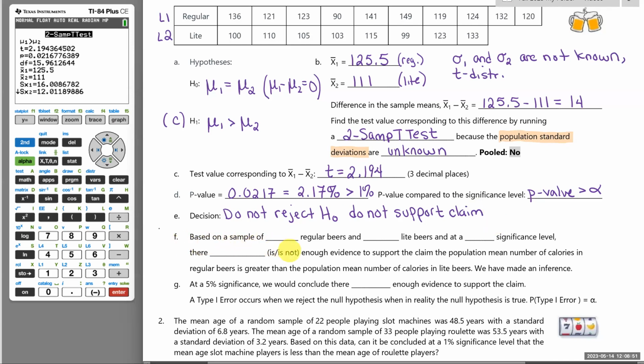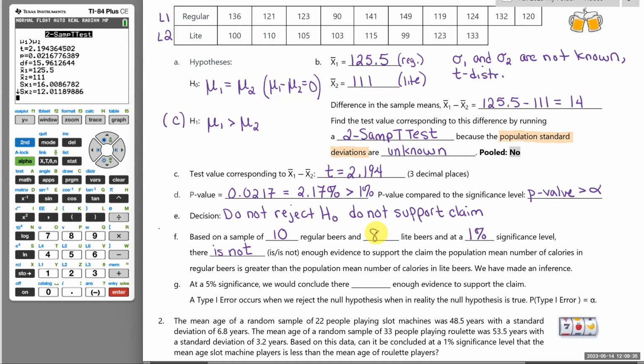So based on a sample of, I think it was 10 regular beers and 8 light beers, and at a 1% significance level, I'm saying that I do not have enough evidence for me to support the claim that the mean calories in regular beers is greater than that in light beers. So again, that's called making an inference. So we're using the sample to draw a conclusion about the population of all regular and population of all light beers. All right, so let's talk significance.